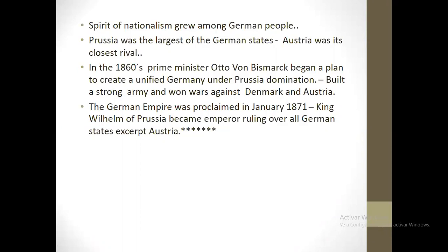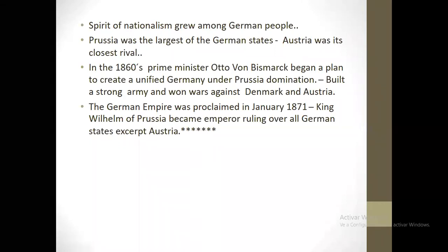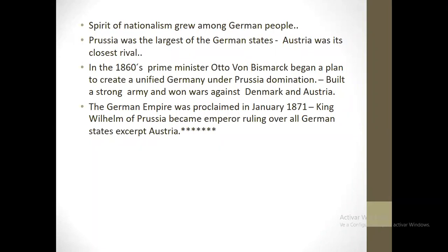In the 1860s, Prime Minister Otto von Bismarck began a plan to create a unified Germany under Prussian domination, build a strong army, and win wars. They did the same strategy that Italy did. They organized their army and then started doing all this unification. Okay, build a strong army and won wars against Denmark and Austria. They were their enemies. The German Empire was proclaimed in January 1871. King Wilhelm of Prussia became emperor, ruling over all German states except Austria. Actually, they didn't manage to conquer Austria.